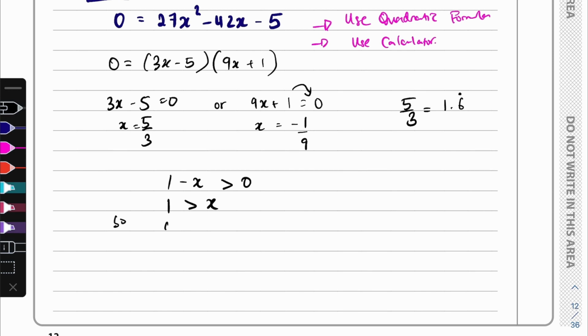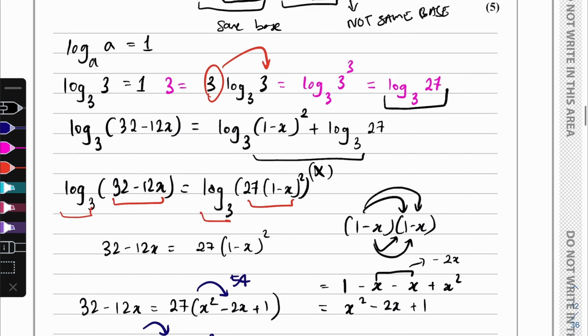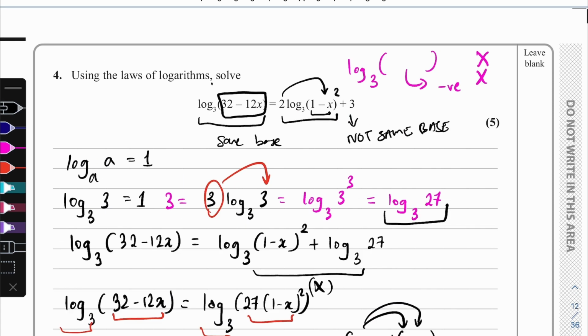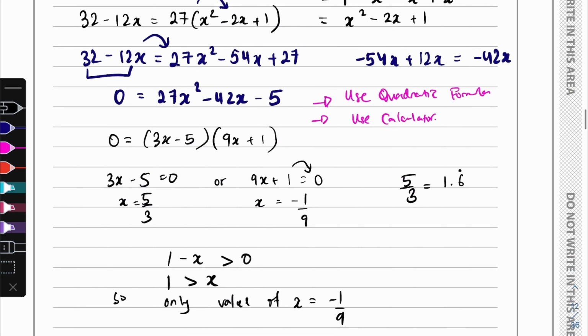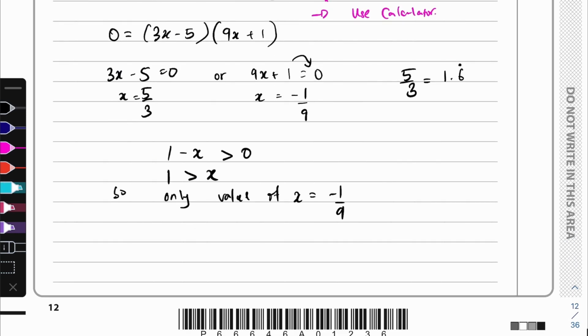So the only value of x is minus 1 over 9. Now have we satisfied the equation? Because what did they ask? They said solve. Solve for what variable? X. So we're done with the question. X equals minus 1 over 9.